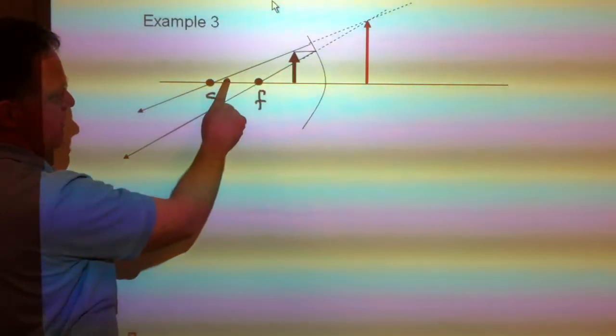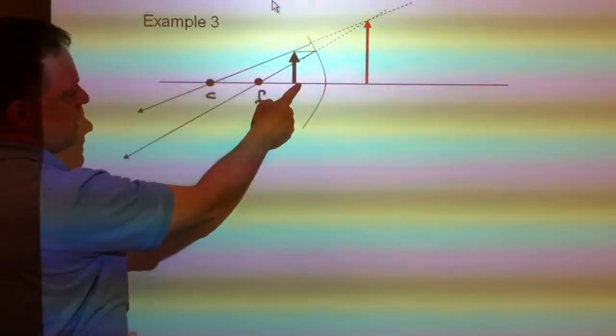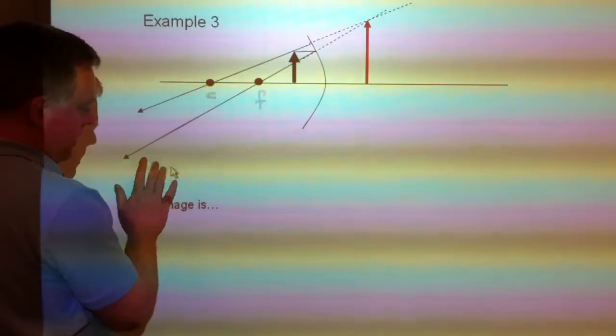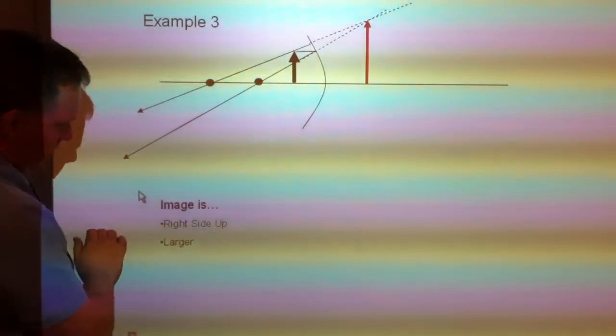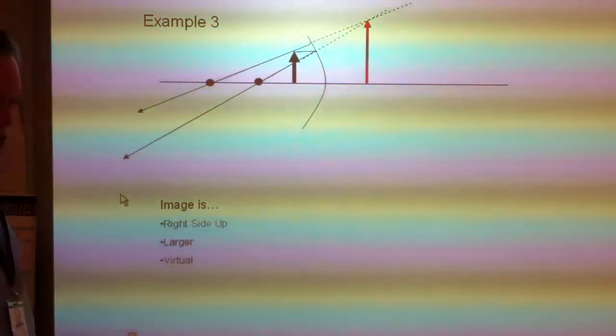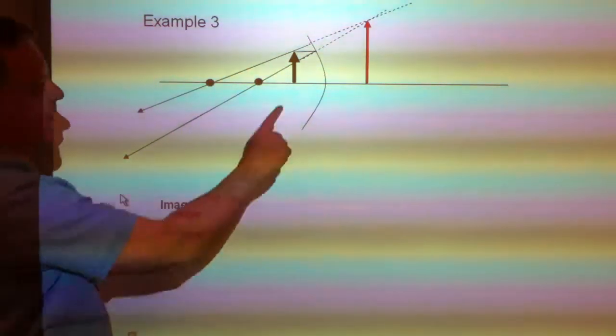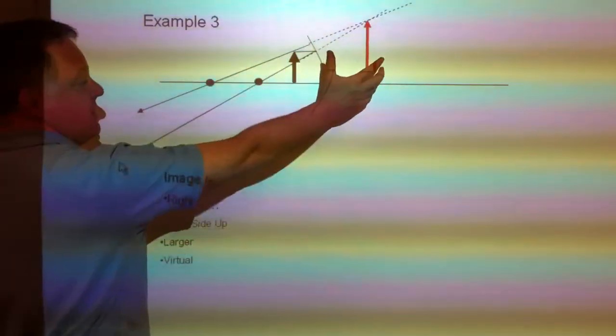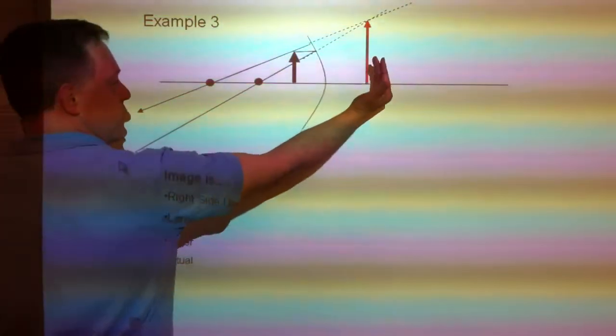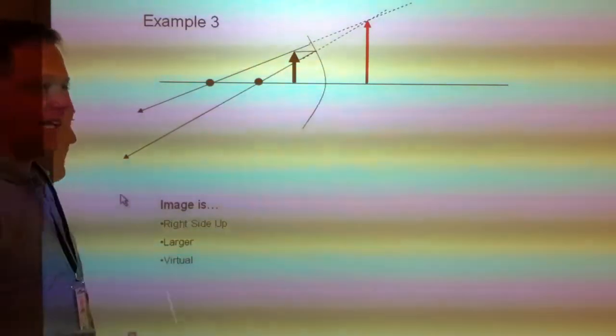When I was over here, it was upside down. When I'm in here, it's right side up. So the image is right side up, larger, and virtual. Virtual meaning the light doesn't actually ever get to that point. So if I was over here, I could see this thing magnified, but I couldn't form it on a screen because the light isn't getting there.